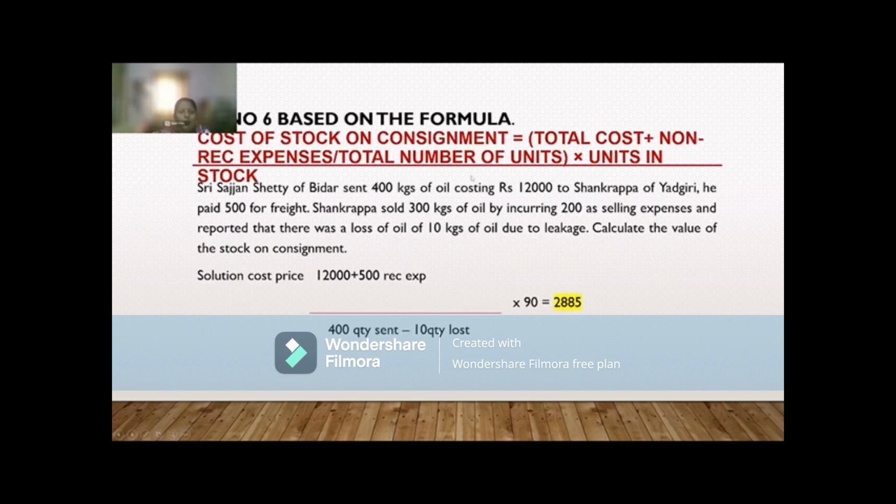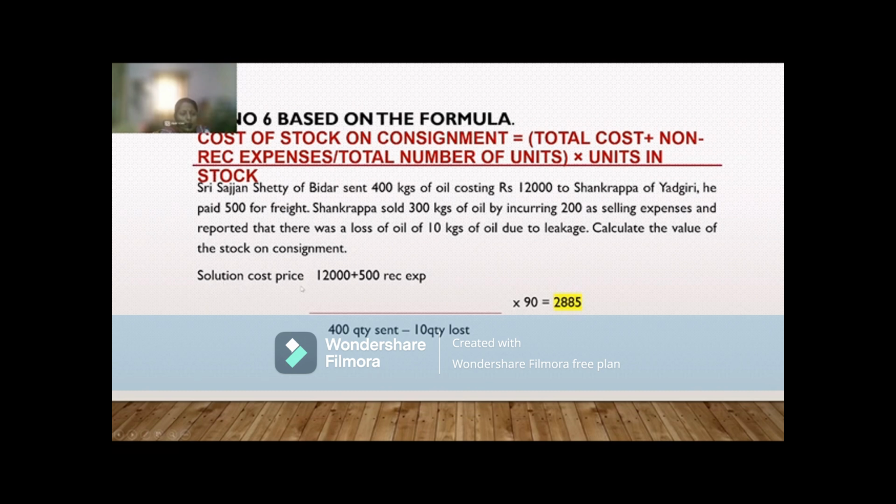Now, let us see the problem based on the easy formula, that is total cost plus non-recurring expenses divided by number of units into units in stock. A consignor sent 400 kg of oil costing 12,000 to Shankarappa of Yadgiri. He paid 500 for freight. Shankarappa sold 300 kg of oil by incurring 200 as selling expenses and reported that there was a loss of 10 kg of oil due to leakage. Calculate the value of the closing stock on the consignment.